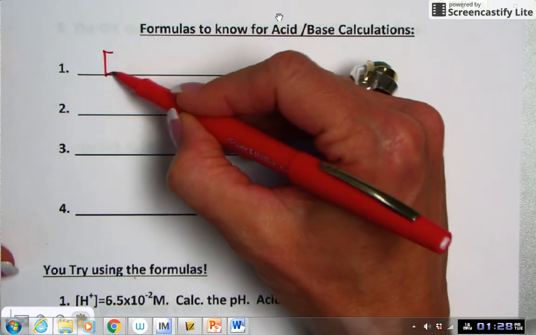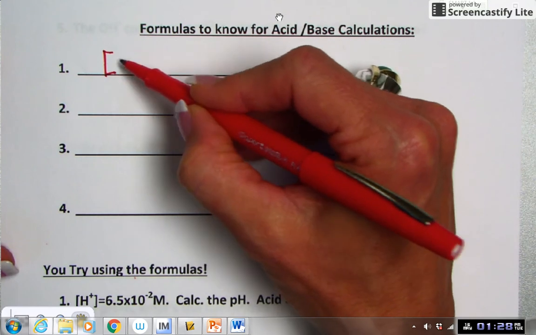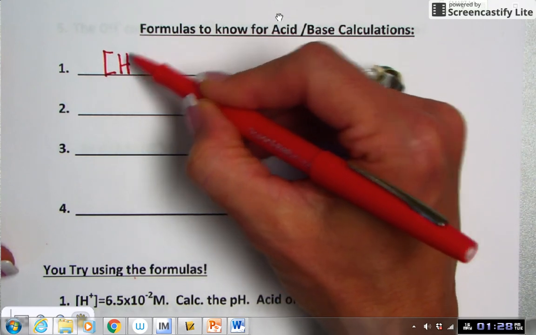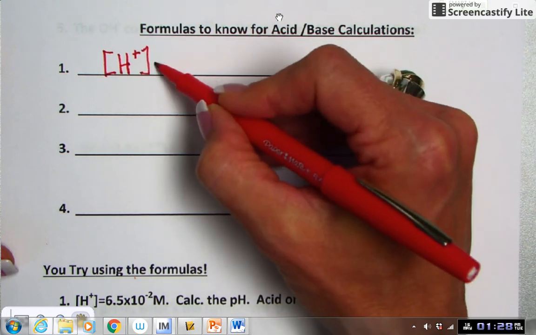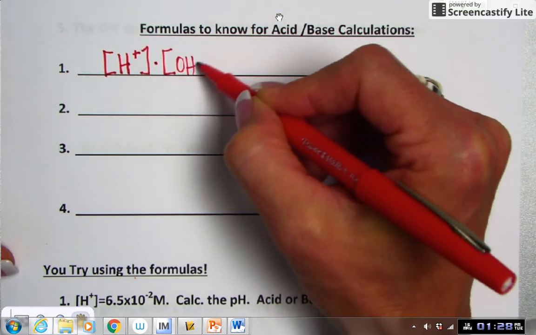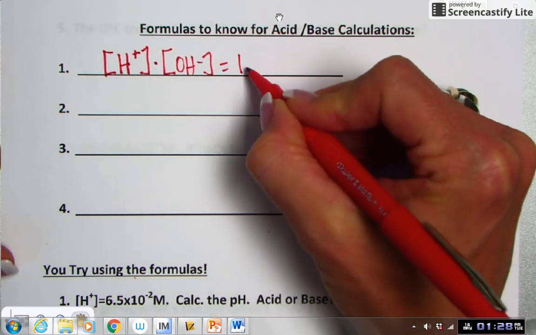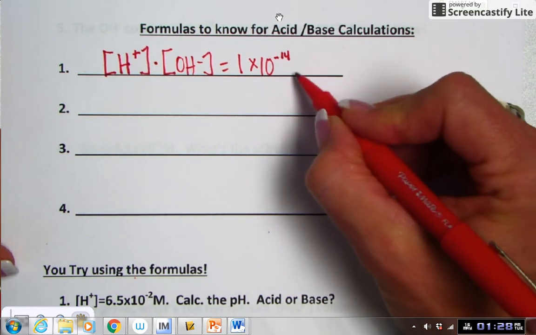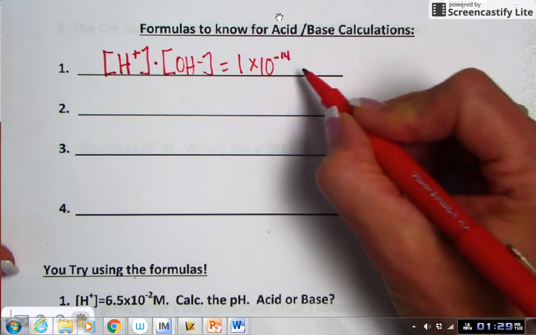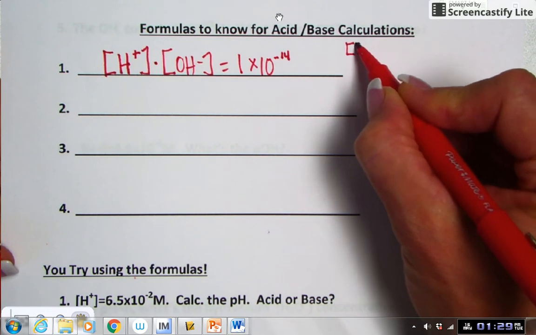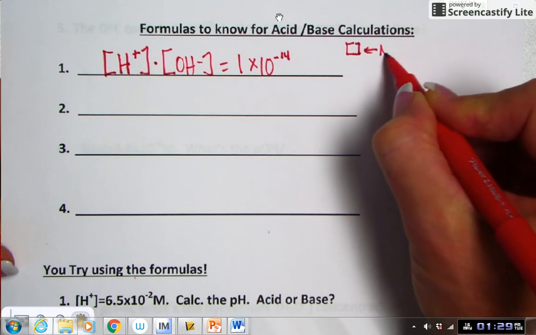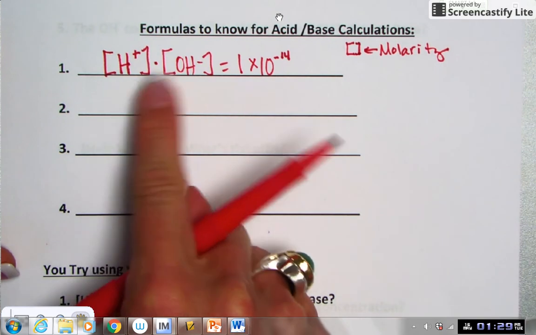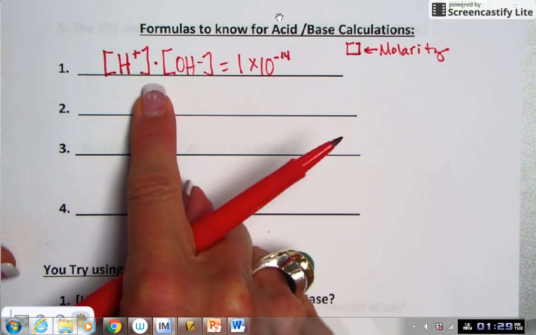So the first formula is written with square brackets. Remember, square brackets mean molarity. It's a concentration. So you interpret that as the concentration of the hydrogen ion multiplied by the concentration of the hydroxide ion is equal to 1 times 10 to the negative 14. And technically this has a unit of molarity squared, but just remember, anytime you're solving for something in square brackets, it always means molarity. So if you're ever solving for the bracketed ion, it should have a concentration of molarity.